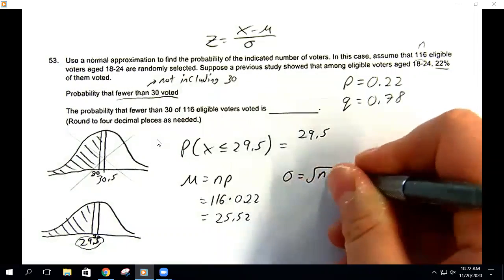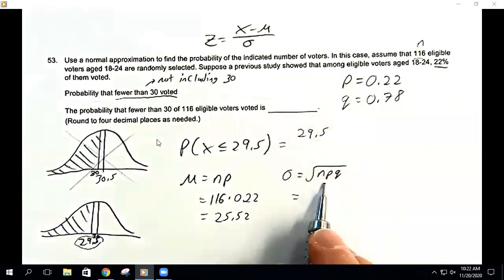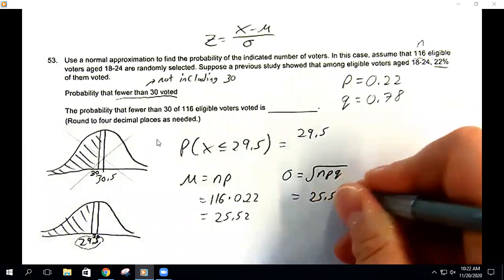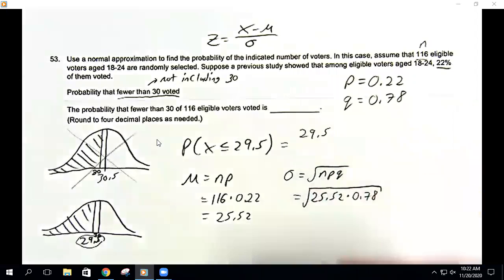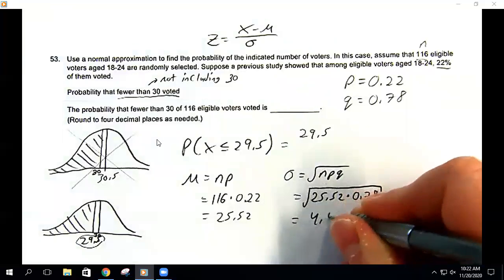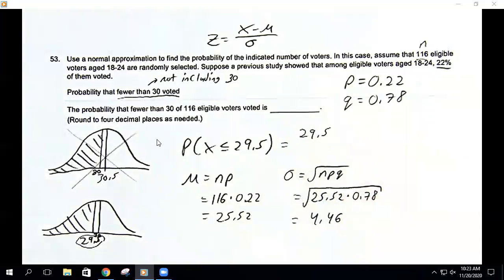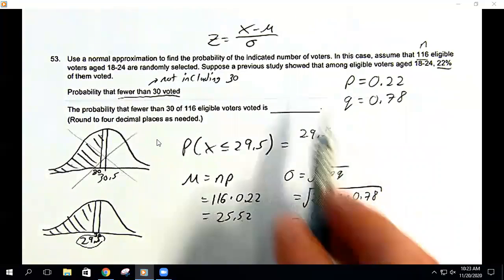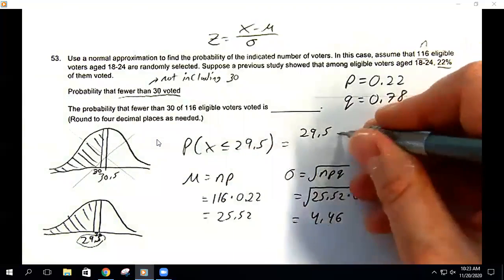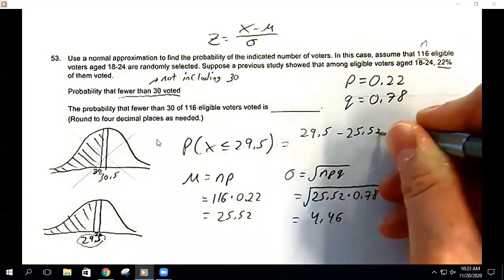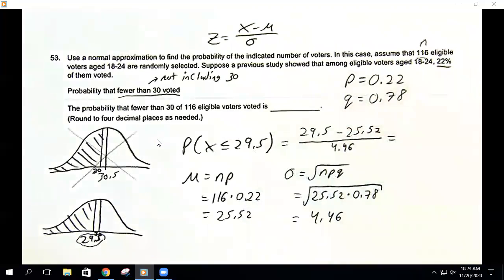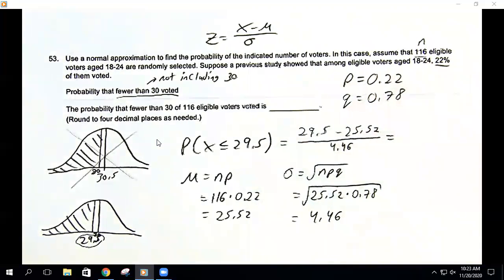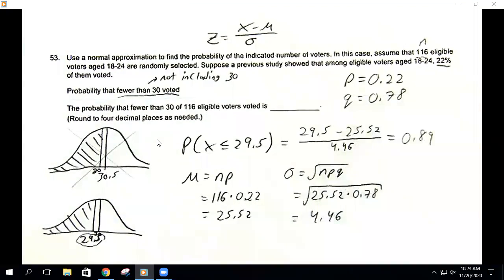Sigma is equal to the square root of n times p times q. And we just found np, that was 25.52, so we can put that right in there. Just multiply by q, which is 0.78. Take a square root. And we find our sigma to be 4.46. Now we can use that in our z-score calculation, so we'll take 29.5 minus 25.52 divided by 4.46, and we will get a z-score of 0.89.